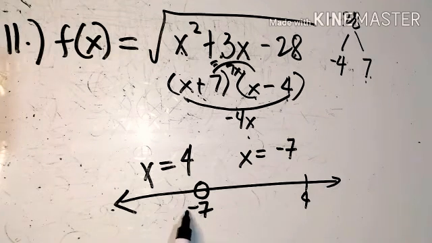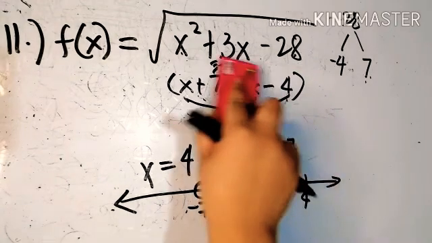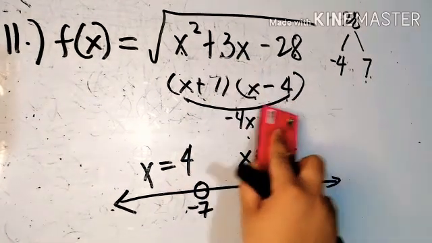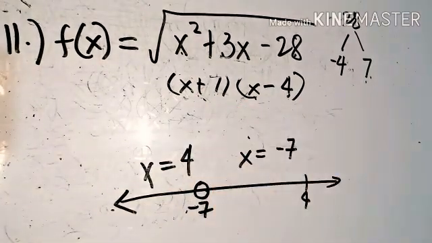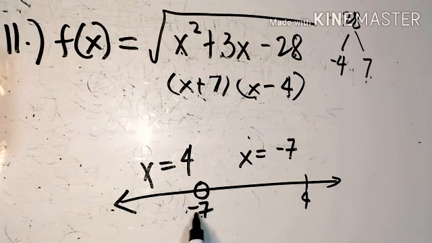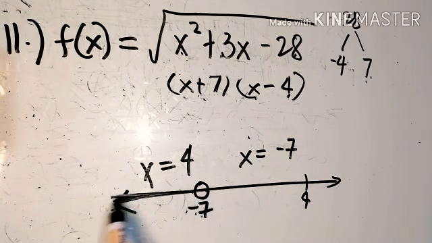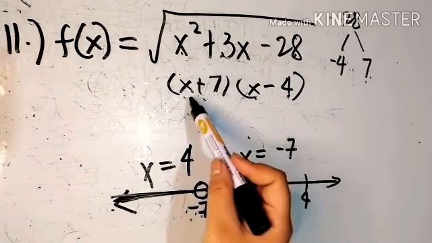Tingin nyo, included ba siya? Included sila. Pwede siyang maging 0. No? Pwede maging 0 siya. Okay? Pwede siyang maging 0. Let's try. Negative 7. Kapag tingnan natin yung mababa sa negative 7, let's have the negative 8.